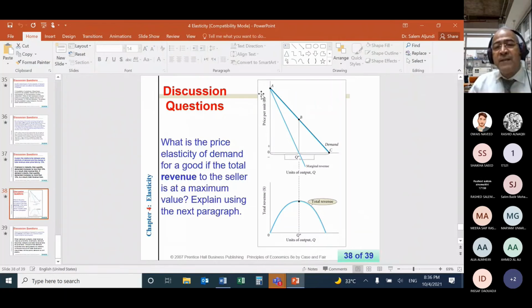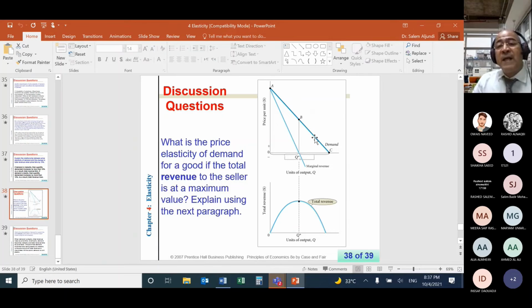As the price decreases, the quantity demanded increases, and the elasticity tends to decrease. So in the upper portion, demand is elastic. What's the meaning of demand is elastic? The percentage change in quantity is more than the percentage change in the price. So if we decrease the price, the quantity will increase faster, so total revenue will increase.